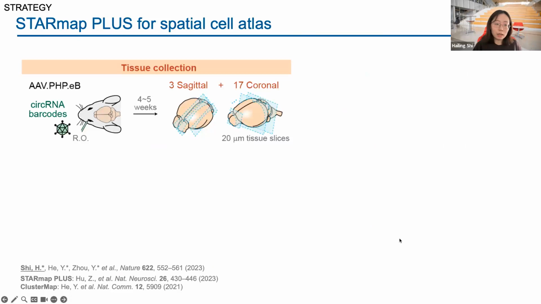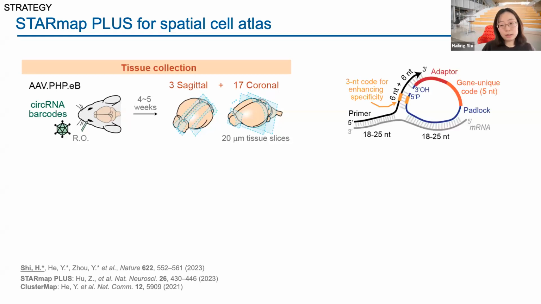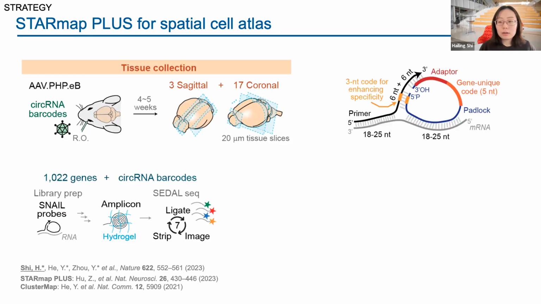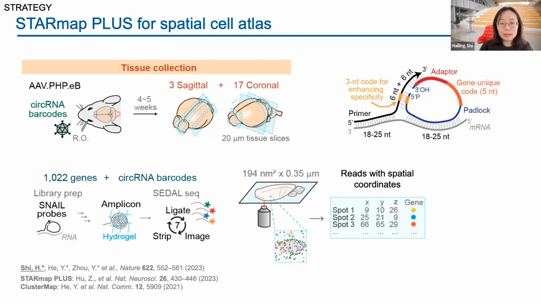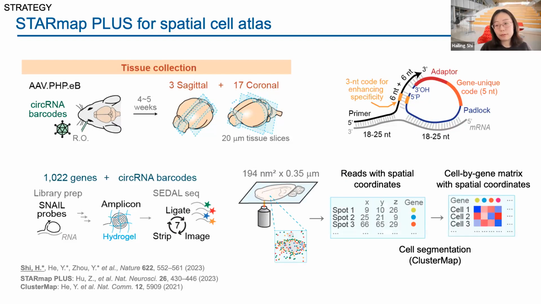So for this study, we applied STARmap PLUS, which is an enhanced version of STARmap with improved probe specificity design. And we mapped over 1,022 genes in both coronal and sagittal slices from adult mouse brain. The targeted mRNAs were mapped at molecular resolution, and by segmenting those individual RNA dots into individual cells, we can have a cell by gene matrix with the spatial coordinates for individual reads and cells.